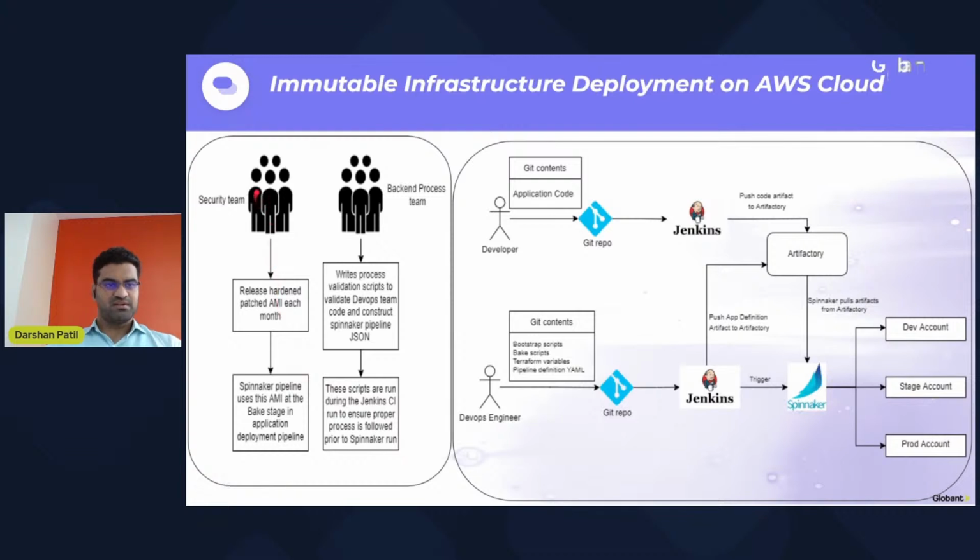So before that, you have a security team. So this is regarding the monthly patching, how we could ensure that monthly patching is being done in a safe and secure way. So you have a security team who will be releasing the hardened patch AMIs each month. So security team will be taking care of the backend AMIs. They will ensure that each month they are releasing an AMI with zero vulnerabilities or reduced vulnerabilities and a hardened one. Okay, and these AMIs will be used by the Spinnaker pipeline during the bake stage.